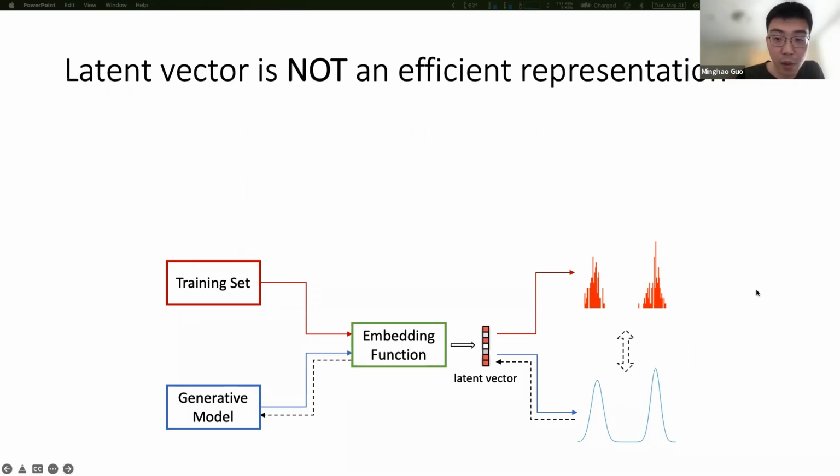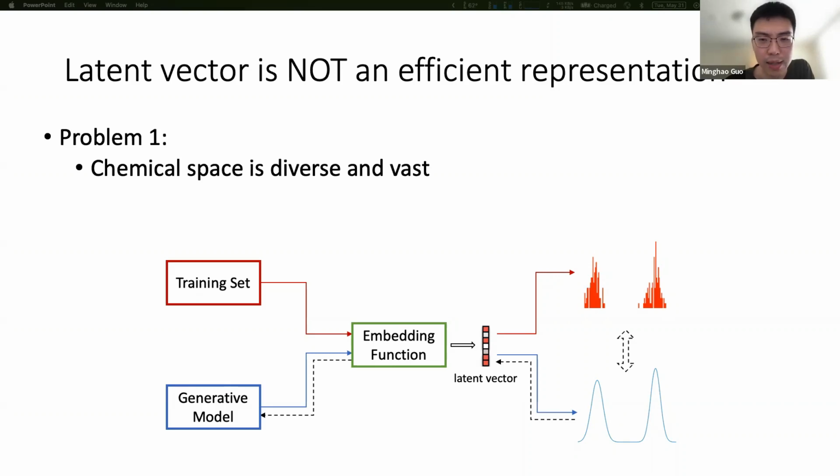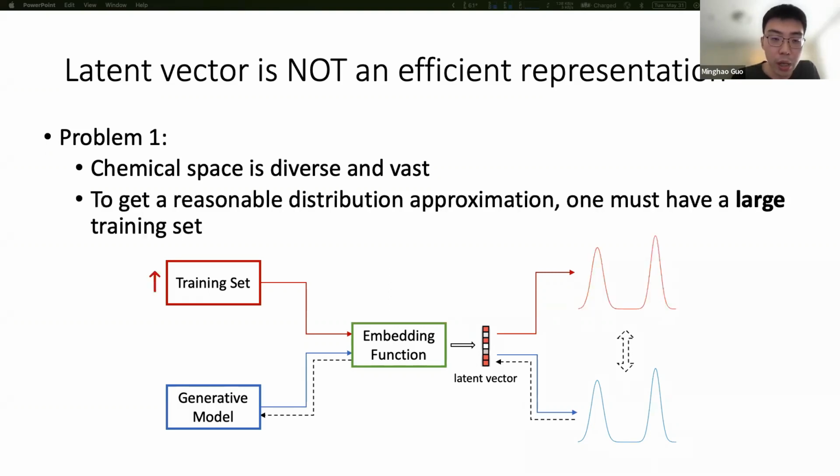The essential reason why deep learning based models require large amounts of data is that the latent vector is actually not a quite efficient representation. There are several aspects to understand this problem. The first one is that the chemical space is extremely diverse and vast, and it is essentially a combinatorial structure space. To make sure the generative model is learning from a reasonable distribution, one has to have a really large training data set and keep increasing its size to make sure that this embedded distribution is as close as possible to the underlying distribution.